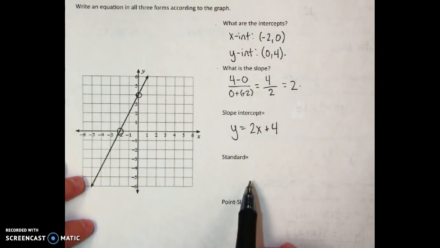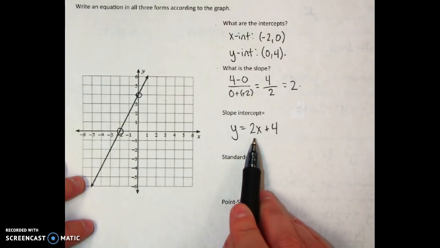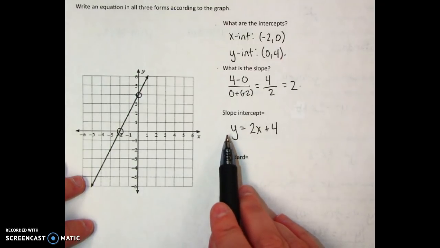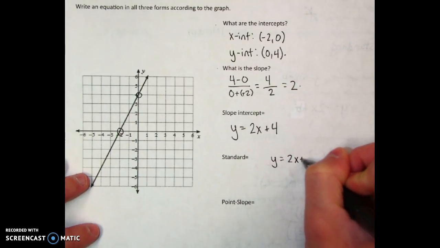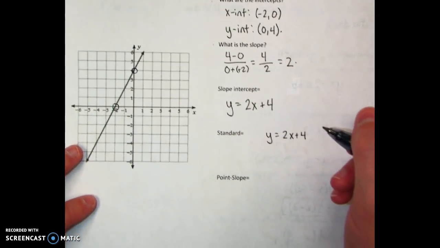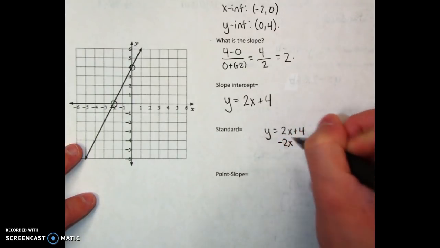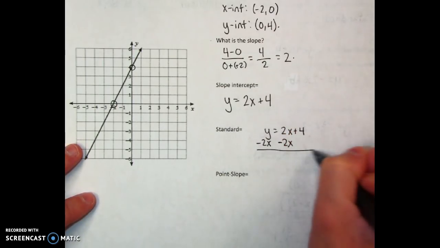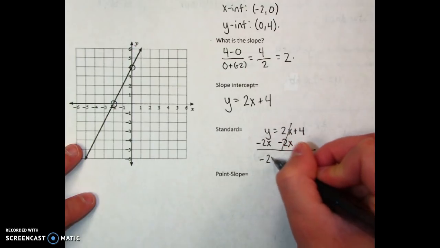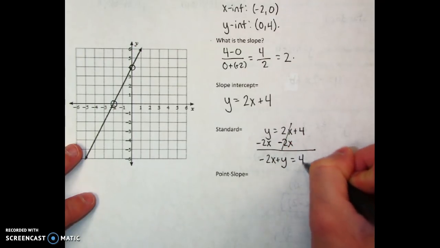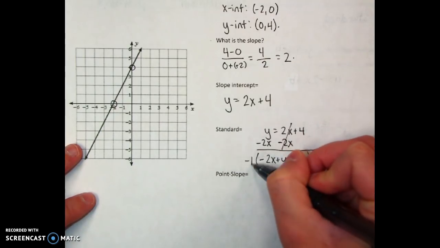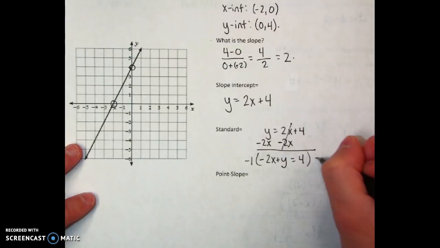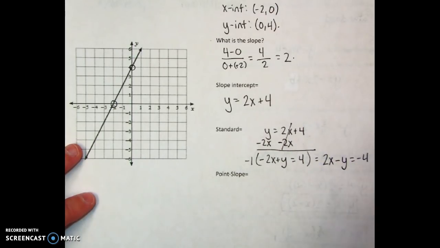For standard form, all I need to do is subtract the 2x and move it over to the other side. So I'll show you what I mean. So I have y equals 2x plus 4. To get x and y on the same side, I'm going to subtract 2x. I get negative 2x plus y equals 4. I can't have that negative a there, so I multiply the whole thing by negative 1. That gets me 2x minus y equals negative 4.